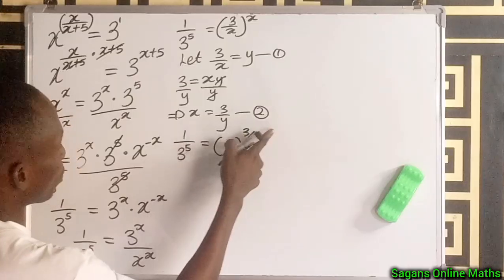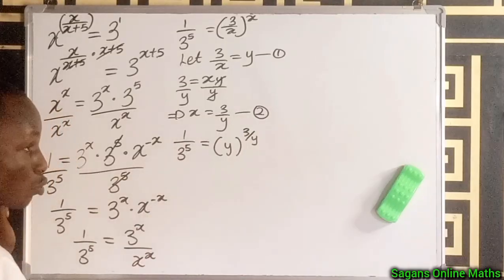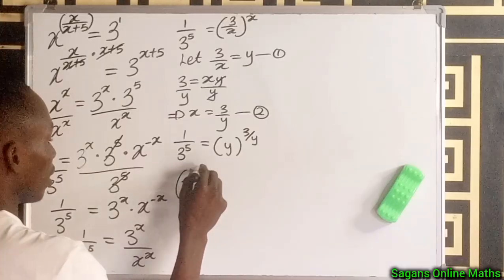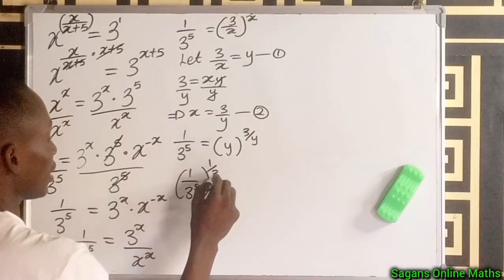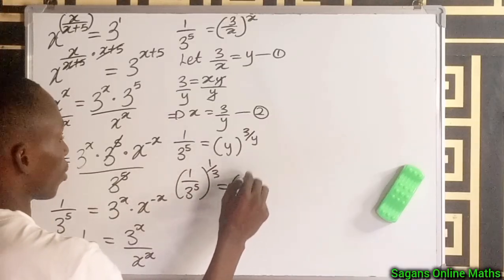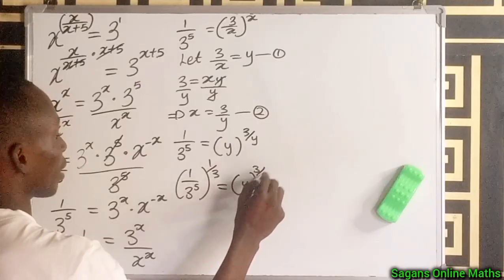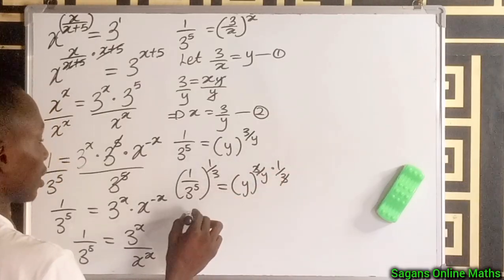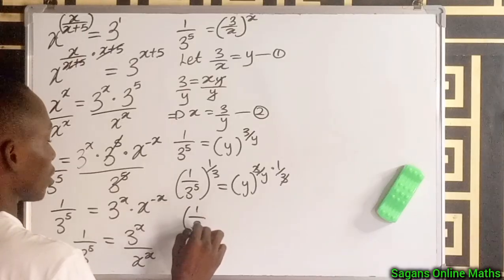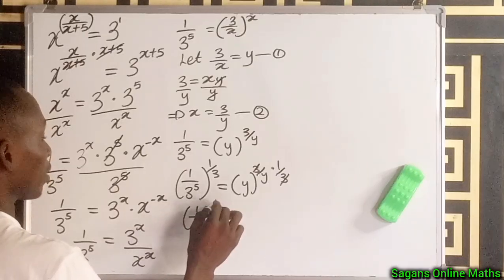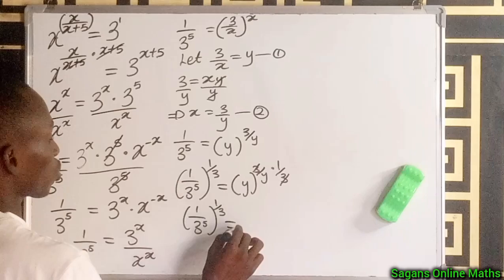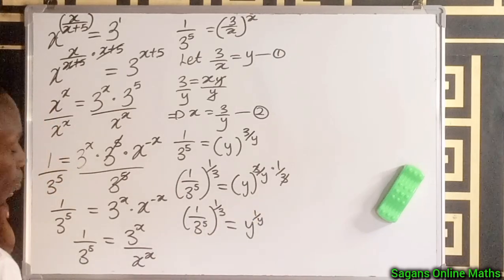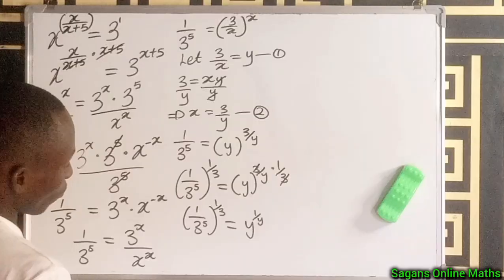For me to do that, I have to multiply both powers by the reciprocal of 3, which is 1 over 3. So this becomes 1 divided by 3 to the power of 5 multiplied by 1 divided by 3, equals y to the power of 3 divided by y multiplied by 1 divided by 3. This cancels out this. I'm left with 1 divided by 3 to the power of 5, or to the power of 1 divided by 3, equals y to the power of 1 divided by y. All right.